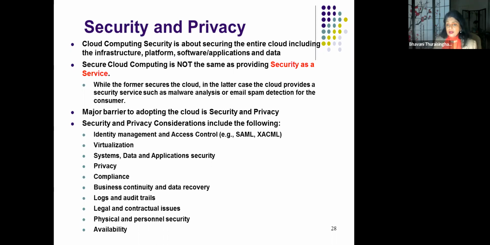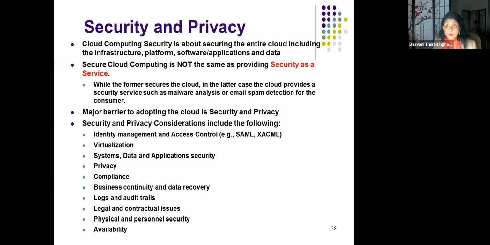Okay, now we talk about security and privacy. Cloud computing security is about securing the entire cloud, right? Because when they're using infrastructure, platform, applications, data, everything has to be secured, right? Including the secure cloud, infrastructure, platform, software, applications, data, and so on. That's security for the cloud, secure cloud. Now, what I'm going to say next is very important for you to understand. Secure cloud computing is not the same as providing security as a service. Okay, so what does that mean?